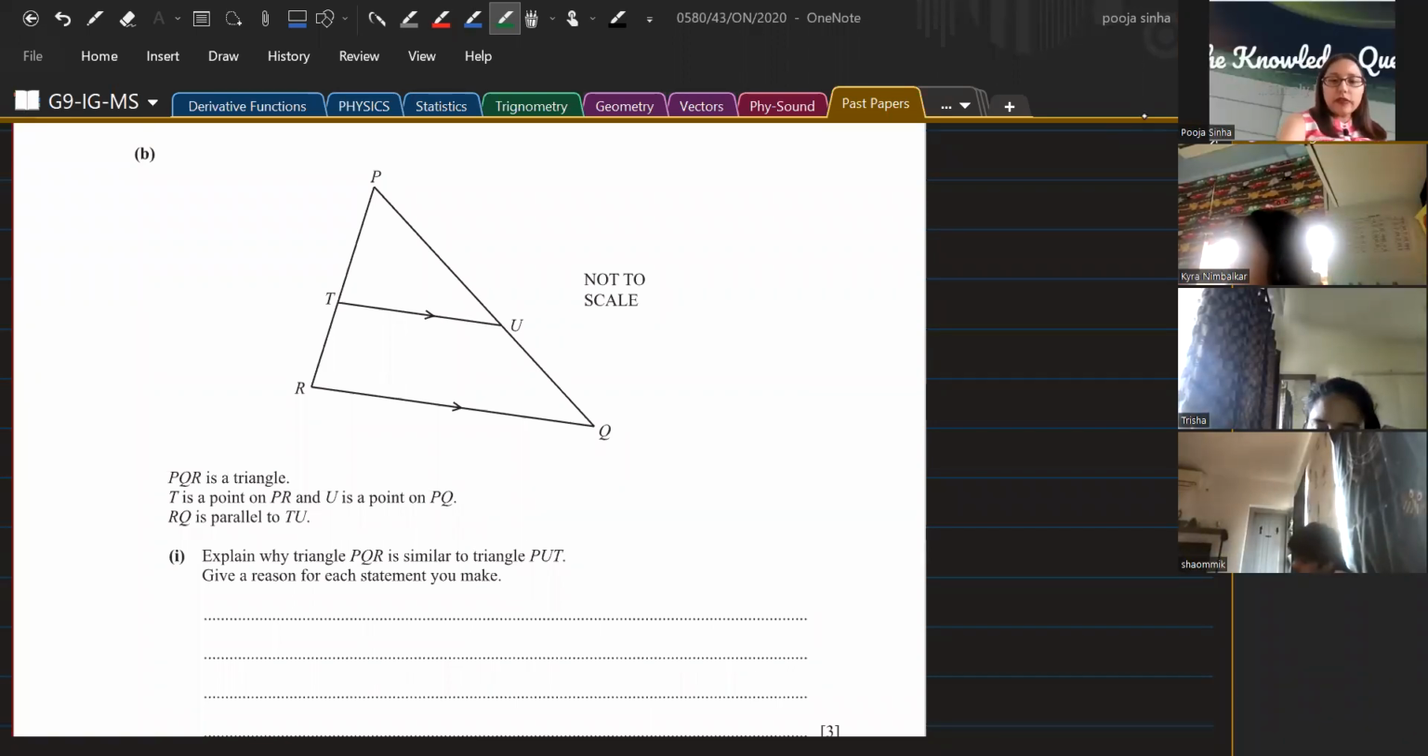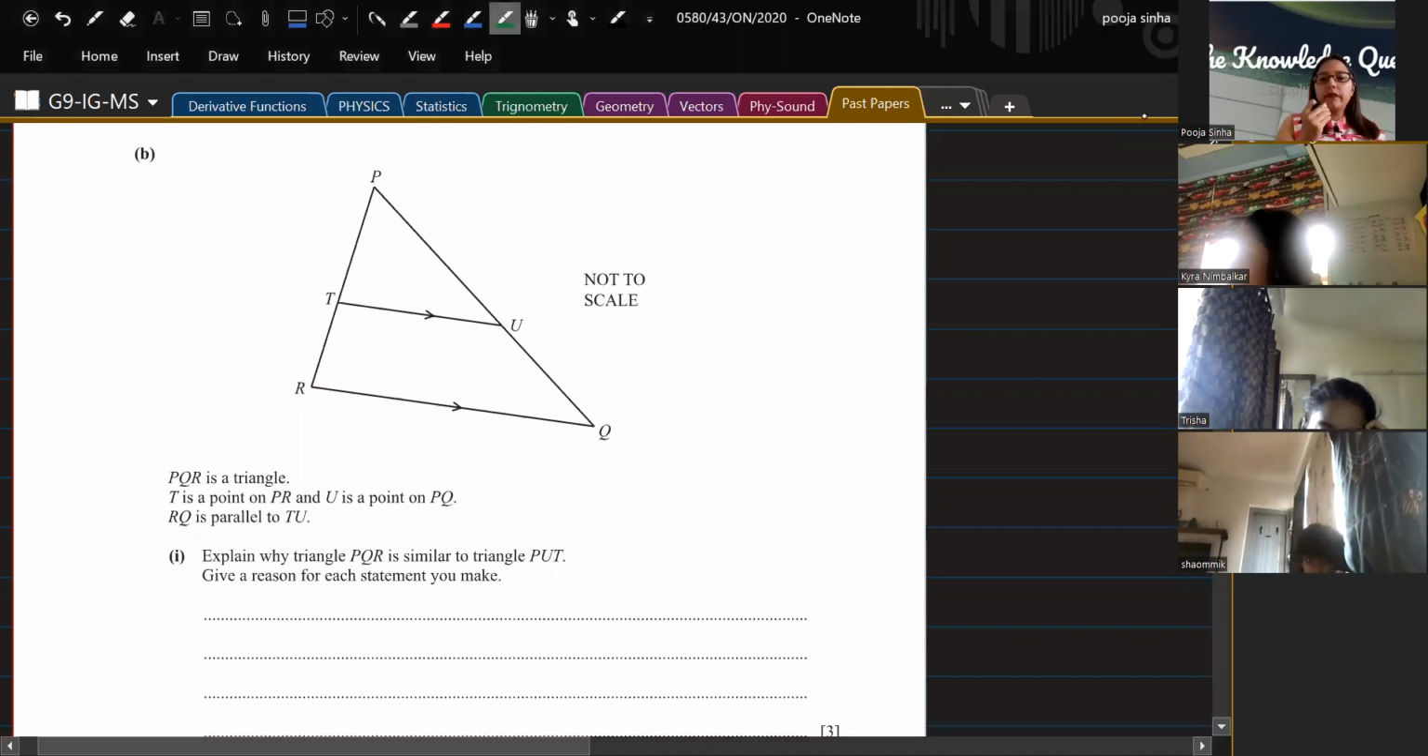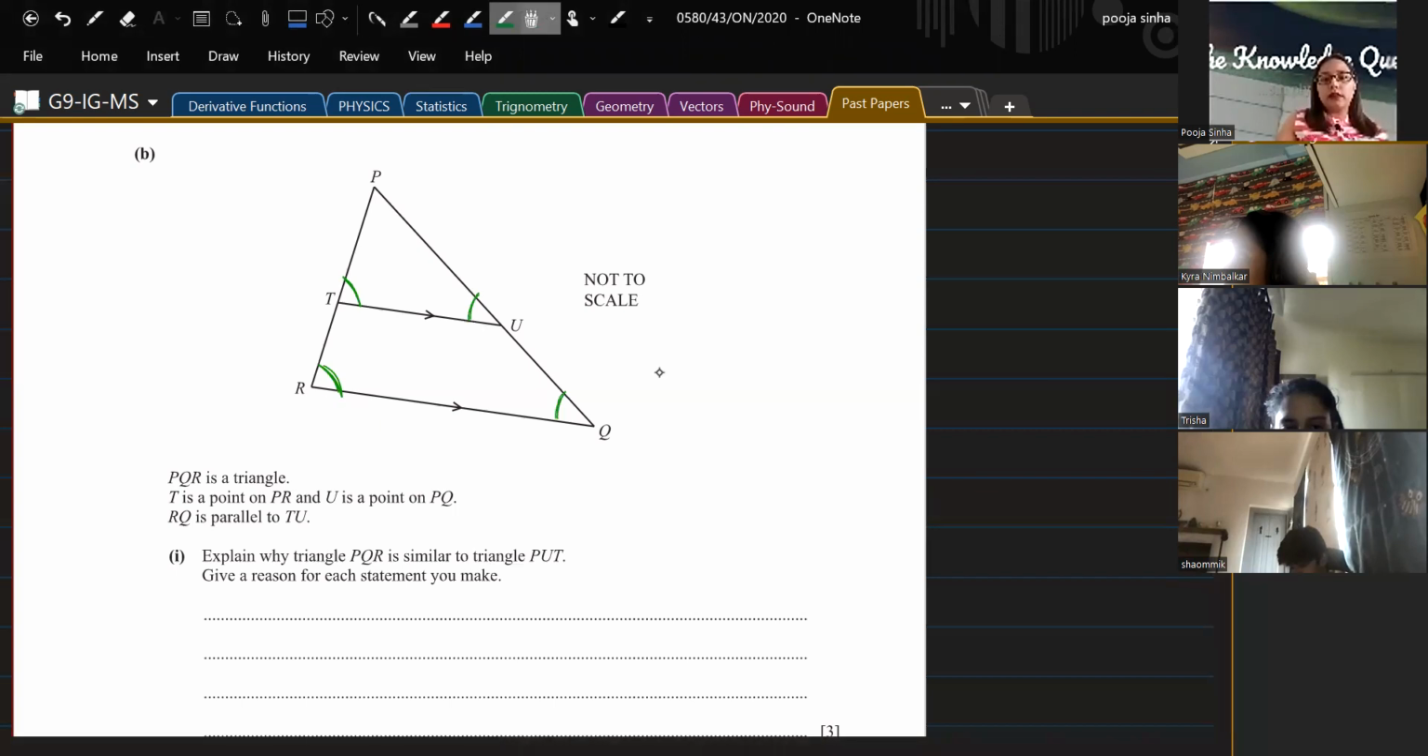Kaira, Tisha, even you have left this one. Explain why triangle PQR is similar to triangle PUT. You know that this angle is going to be the same as this angle, and this angle is going to be the same as this angle. Am I right? Why? Because it's given. If you look at this line here, this line and this line are parallel. And how do I know they are parallel?